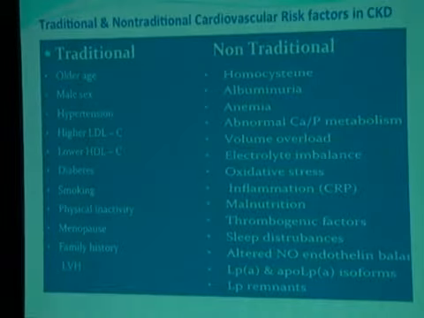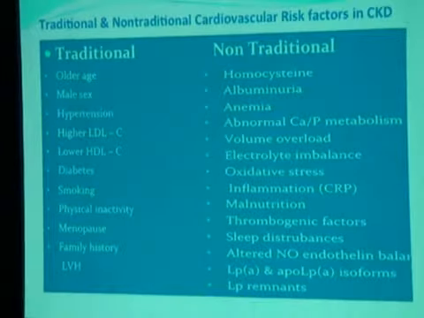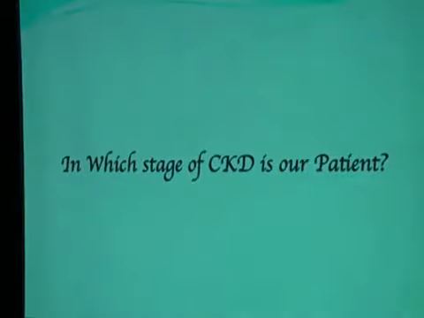And the reason is that we don't only have traditional risk factors, maybe these are not taking the upper hand. We have other non-traditional risk factors including homocysteine, albuminuria, anemia, abnormal calcium phosphorus metabolism, volume overload, electrolyte imbalance, oxidative stress, inflammation, malnutrition, and so on and so forth.